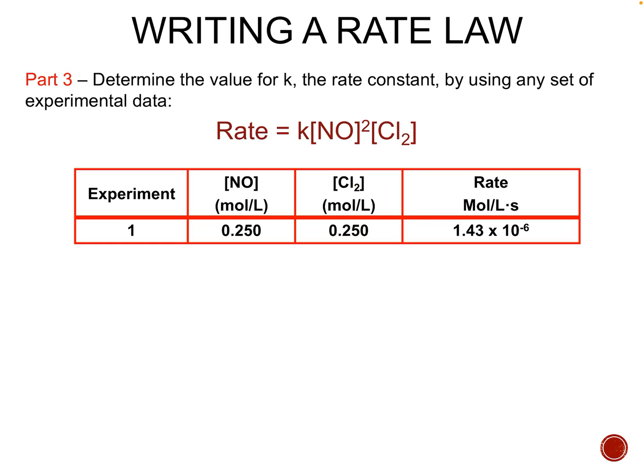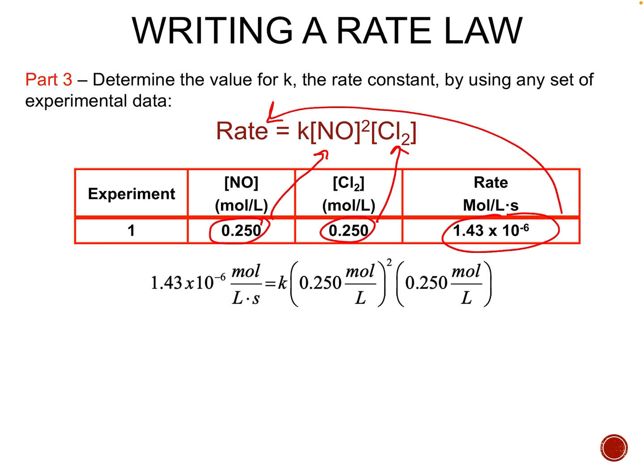Lastly, we just need to determine the value for K, the rate constant. And you can use any set of data. So I picked the first one because it's the first one, but you totally could have picked any of them. So what we're going to do is plug in all of these pieces of information and solve for K. So our rate is going to get plugged in for rate, our nitrogen monoxide will get plugged in for nitrogen monoxide, and our chlorine will get plugged in for chlorine, and we'll just solve for K.